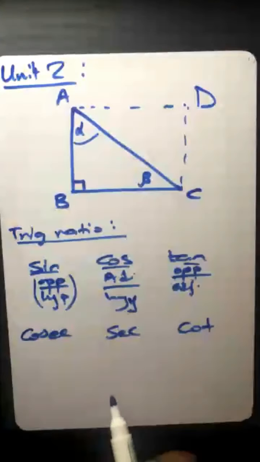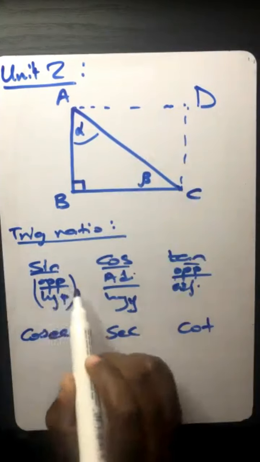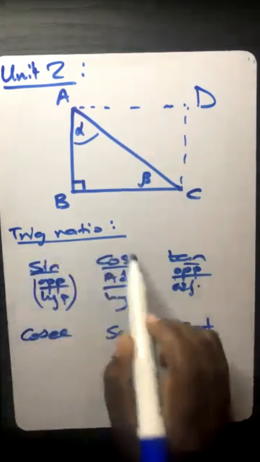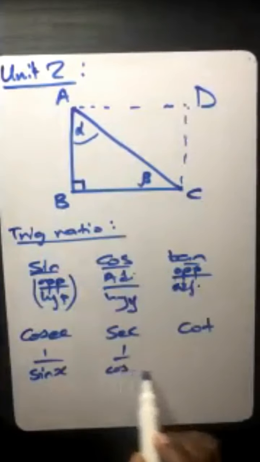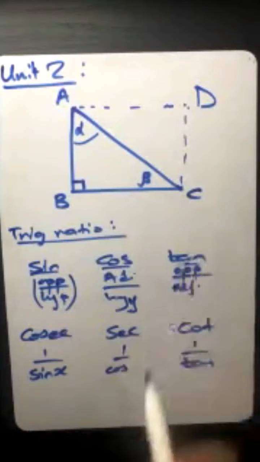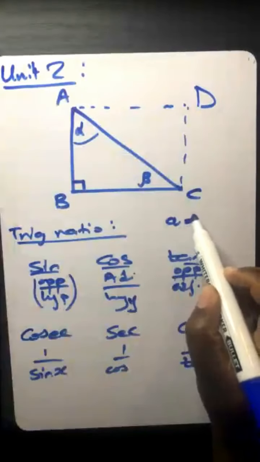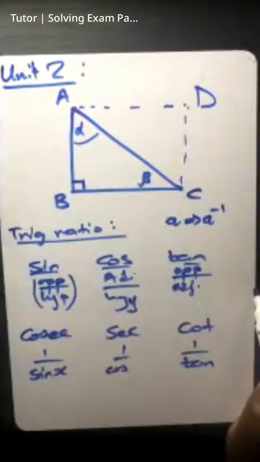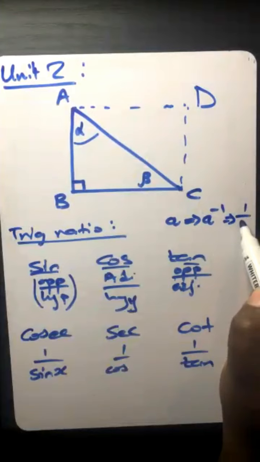So the reciprocal, the word reciprocal, LB, it simply means 1 over the same thing, which means this is actually 1 over sine, this is 1 over cos, this is 1 over tan. So if you have, let's say, a letter A, the reciprocal of this thing, LB, is A to the exponent -1. This is the reciprocal. So anything to the exponent -1 is actually the same as 1 over A.